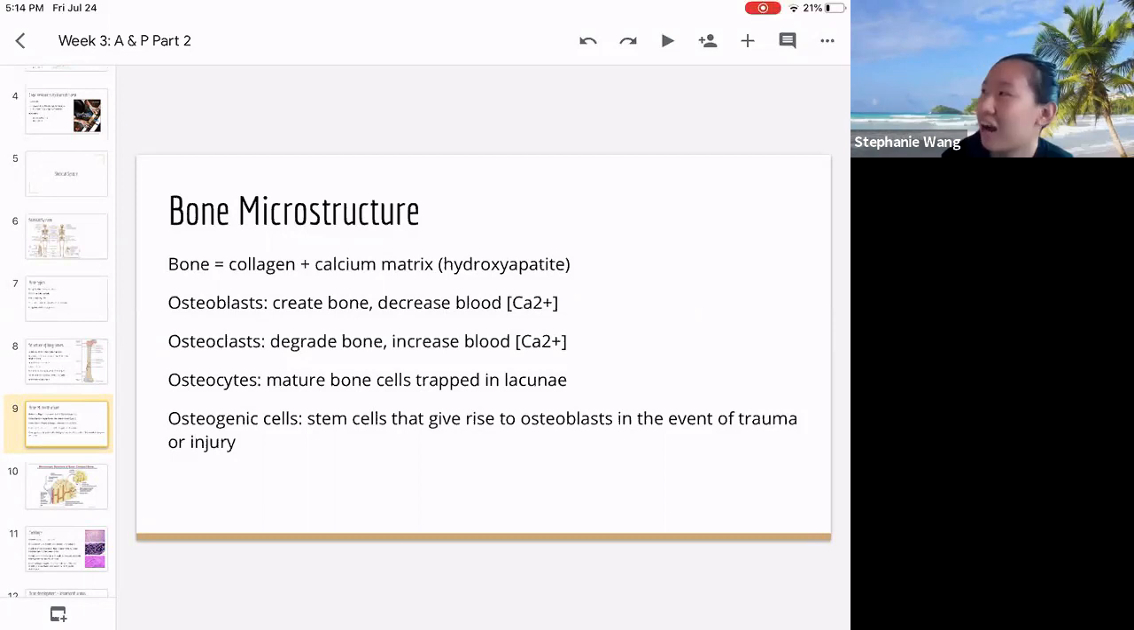What is it called again? Hydroxide ion. Okay, so calcium, phosphate, and hydroxide. Those are combined together to make the calcium matrix.